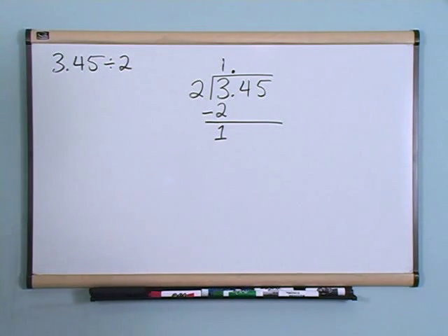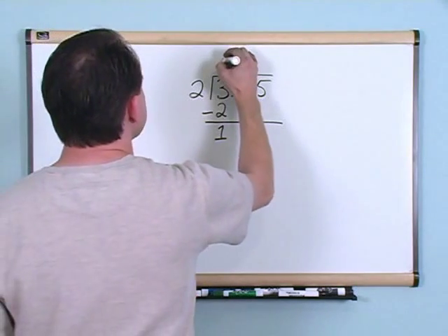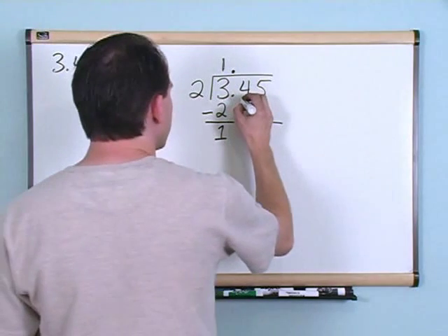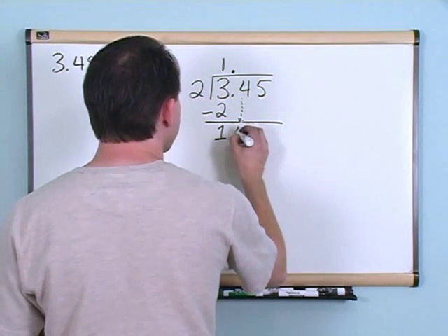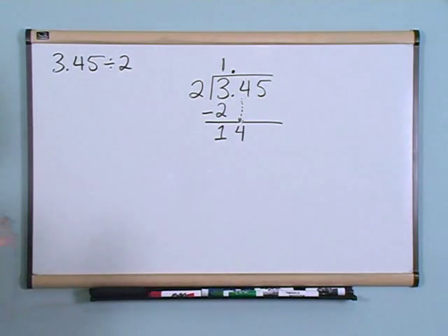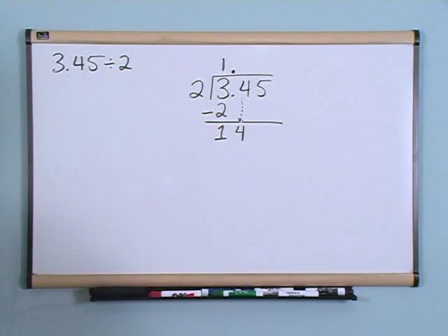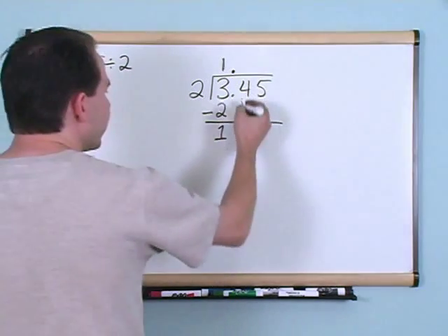And you ask yourself, can 2 go into 1, okay? The answer is no, it really can't. But before we give up, we're going to take this 4 and we're going to drop it down and make it a 14. And this is all exactly the same as what we've done when we divided numbers in the beginning of this class. So go back there if you don't quite understand this. We're going to drop this 4 down.